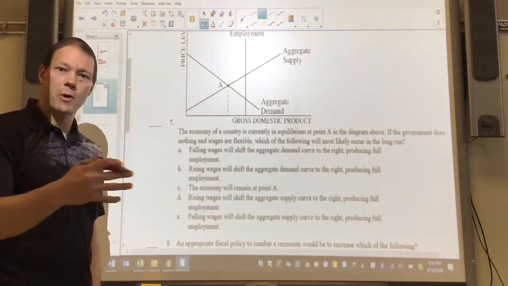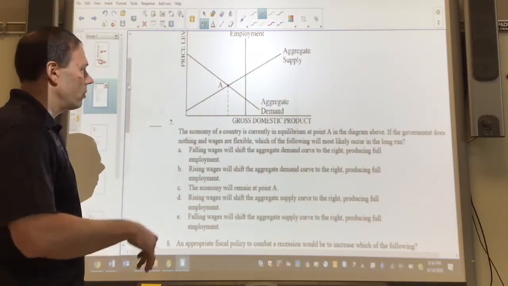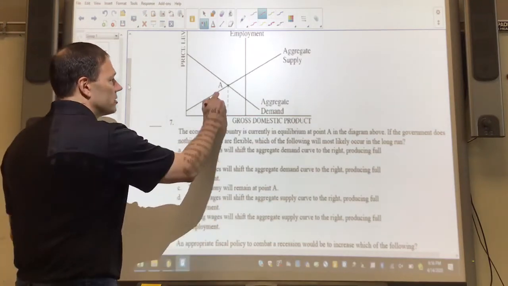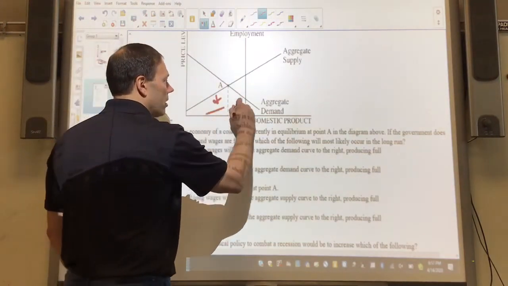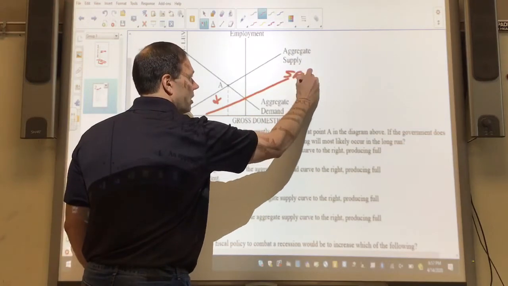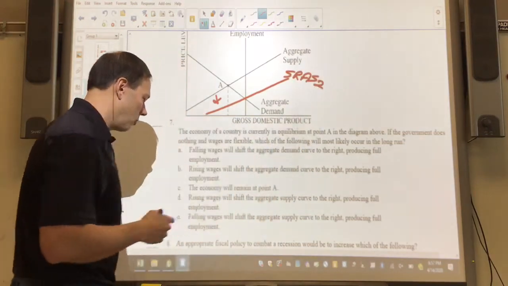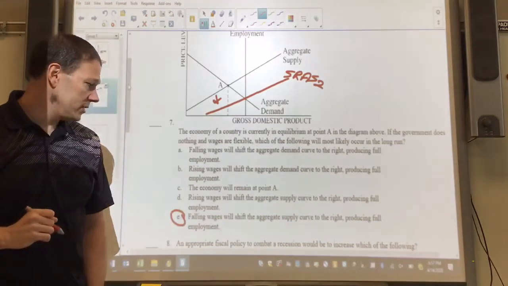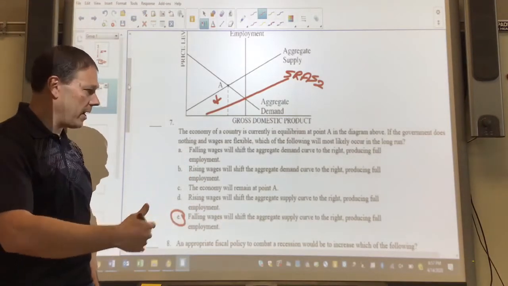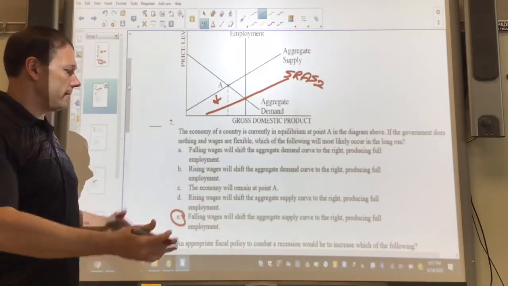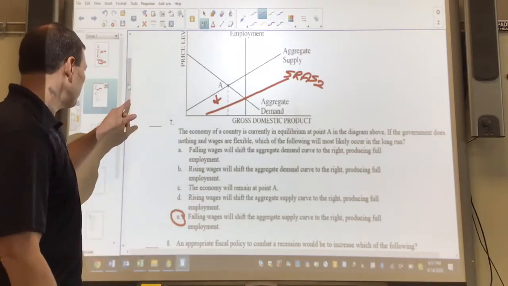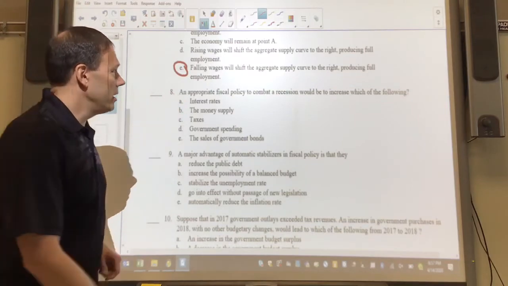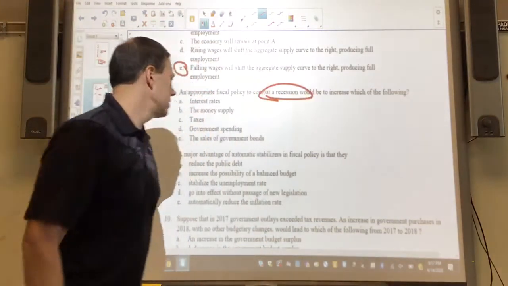Okay, and that competition among workers forces wages down. As wages come down, businesses are able to hire more people. As they're able to hire more people, it's going to cause the SRAS to shift to the right and restore full employment. So which one said that? Looks like letter E. So number 7 is letter E. Falling wages, wages come down, shifts SRAS to the right, we come back to full employment. All right, number 7 is E.